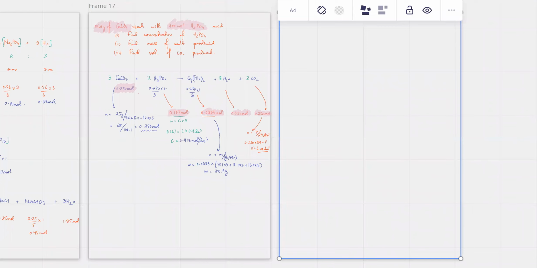So try and do this question now on your own. Here's another question. I've got 10 grams of aluminium. Aluminium reacts with 0.25 mole per dm cube sulfuric acid, and produces 1500 cm cube of H2 gas.